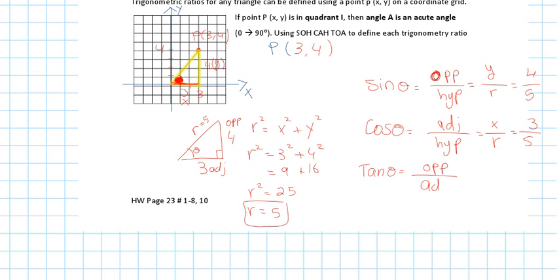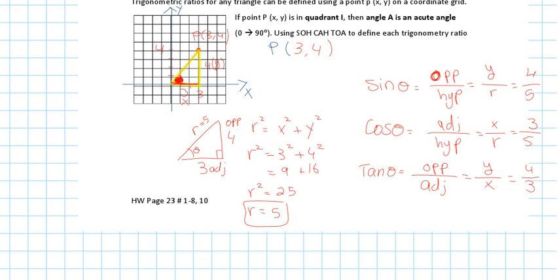Now, remember that y over r, x over r, y over x are always the formulas for sine, cosine, and tan, especially if I'm given a point with an x and y. So whenever they give you a point, you can always use these formulas to find sine theta, cosine theta, and tan theta. Or you can go the old-fashioned way, draw the triangle, label the opposite and hypotenuse, and then do it. This is the new formula that relates to x and y without even drawing the triangle.